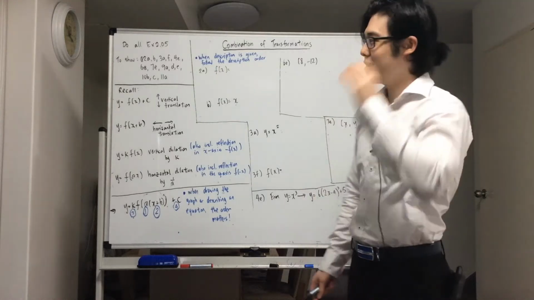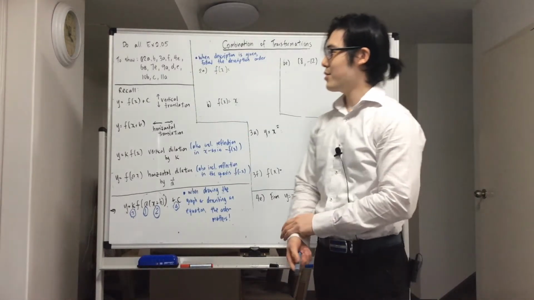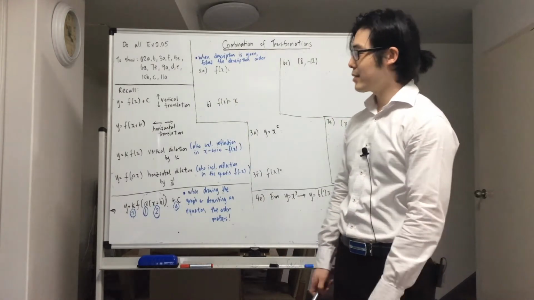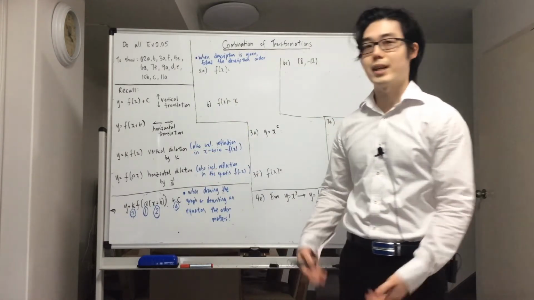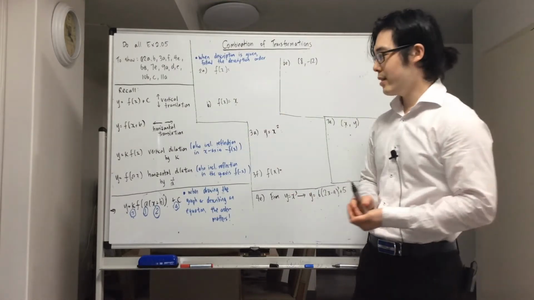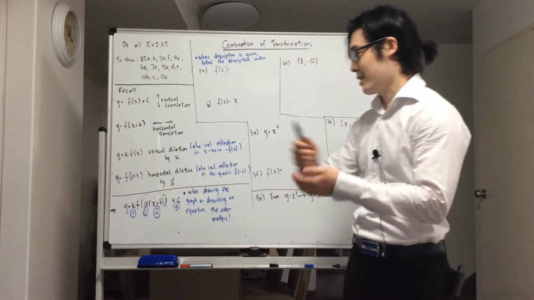Hey girls, so first two exercises we learned vertical and horizontal translation, shifting. Last two exercises we looked at vertical and horizontal dilation. So today we're going to combine everything that we've learned into a combination of transformations like that.